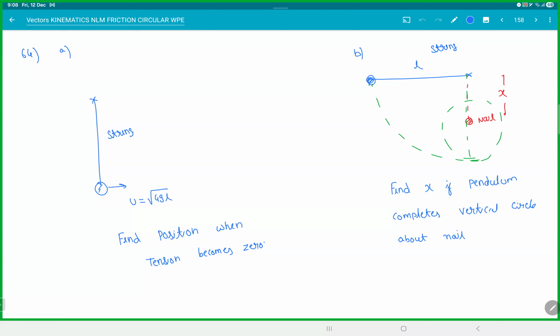Let's get this thing. We have a pendulum, u is equal to root 4gl. Find the position when the tension becomes 0. I can ask you to find h max also. That would still go to an advanced level. But if you can just find the tension, that is the main question. Find h max. The second is another standard one. There is a nail at a distance x from the point of suspension. Find x if the pendulum completes a vertical circle.